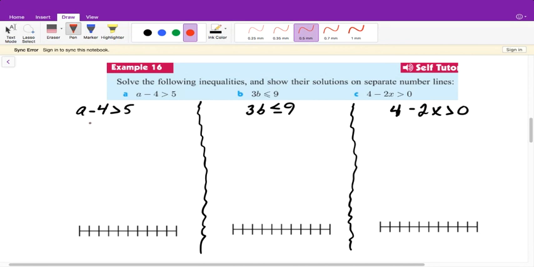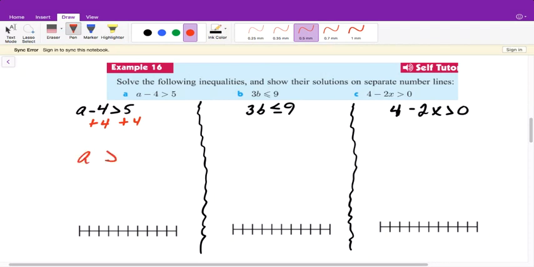All right, but if this was an equation, if I gave you a minus 4 is equal to 5, you would all know how to solve this. Let's add the 4, add the 4. So a is then equal to 9. So our steps are exactly the same thing. Nothing changes. We will add the 4 to both sides.